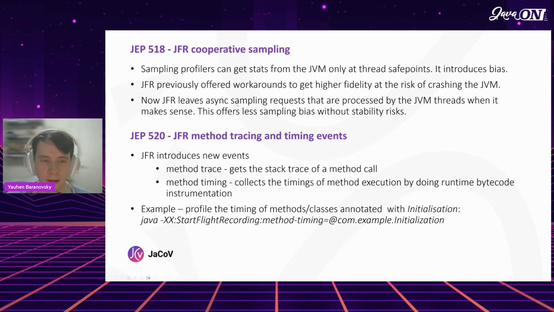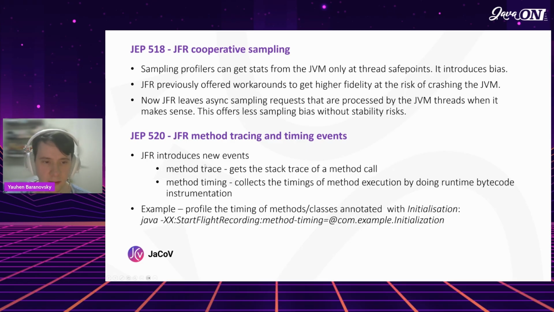So JFR is able to issue asynchronous requests to sample the performance, and the JVM threads serve those requests as soon as it's possible. So less bias and more precise results. And the next JEP introduces 2 additional options for profiling. I'll show an example soon.